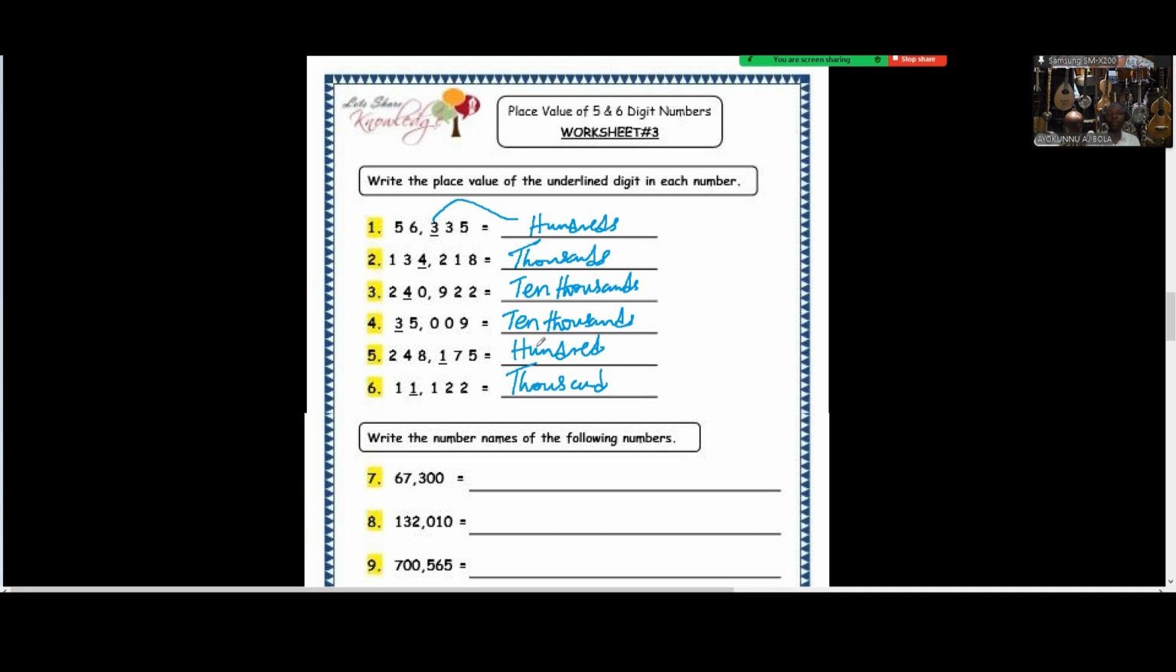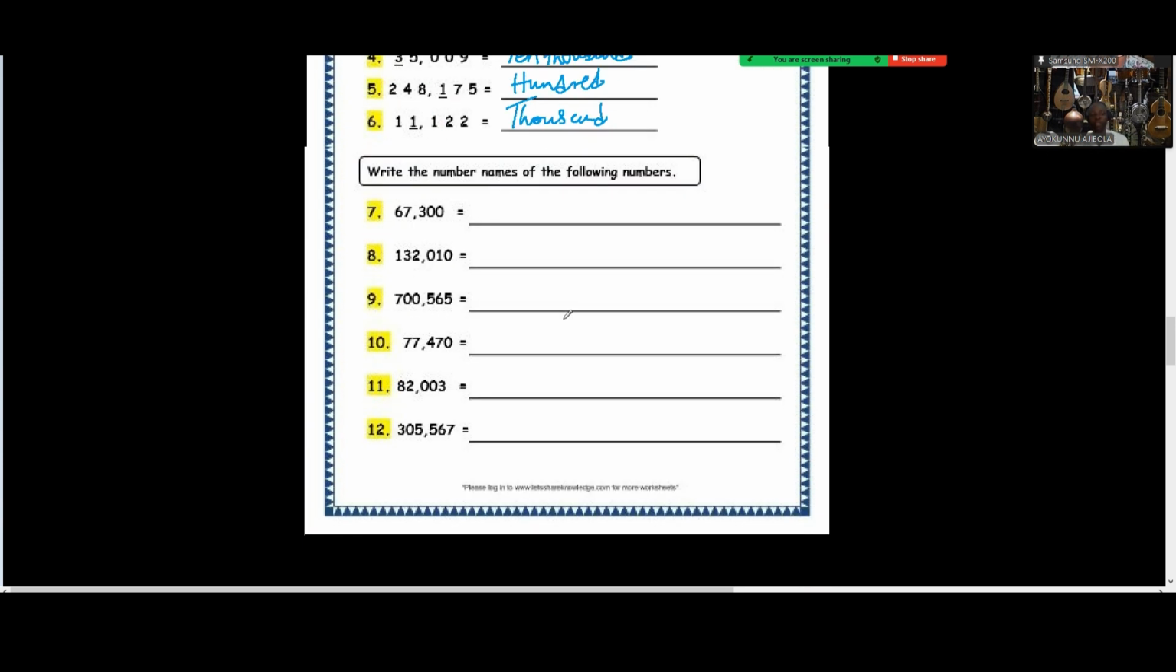Okay, now the second one says we should write the name of the numbers. Write the number names. 67,300, right? Yeah. Or better still, I think I should type it. It should contain better if I type it.